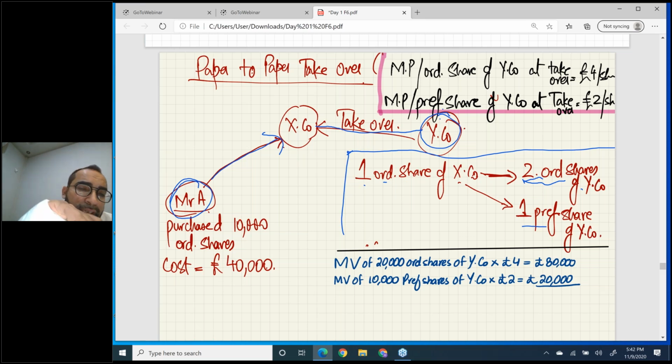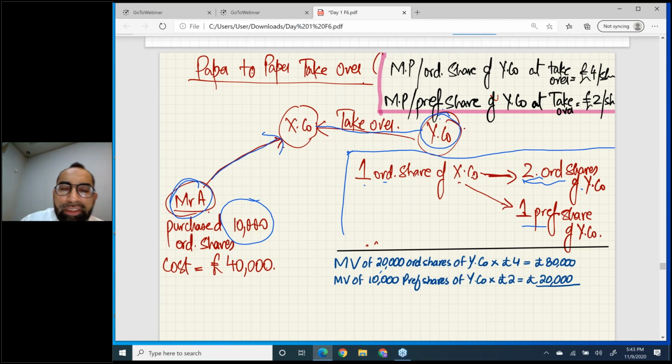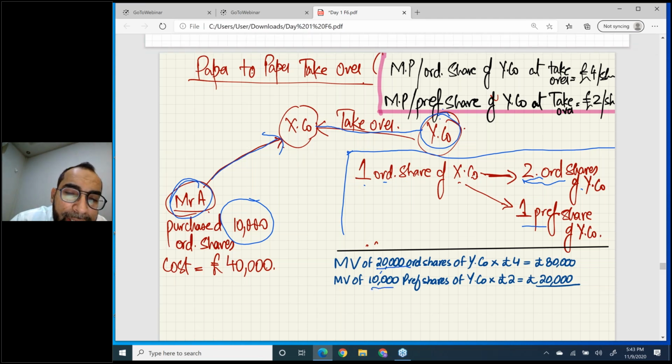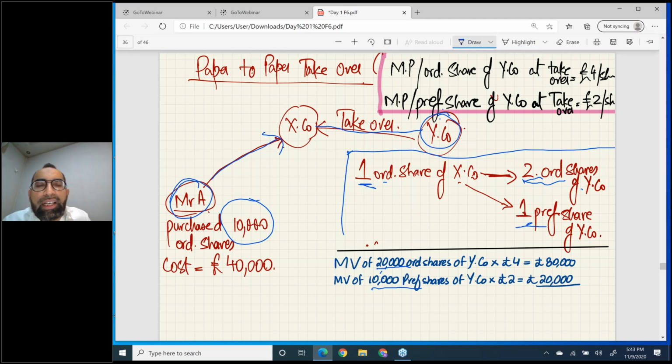Mr. A has 10,000 ordinary shares. So 10,000 multiplied by 2 is 20,000. Mr. A will get 20,000 ordinary shares and 10,000 preference shares, because the preference deal is 1 for 1.